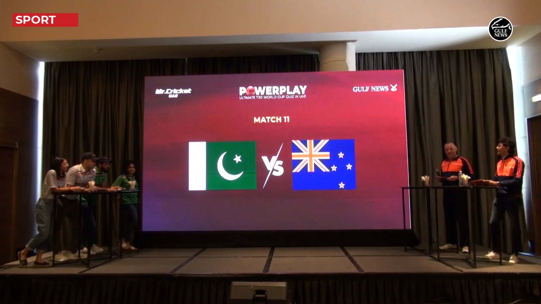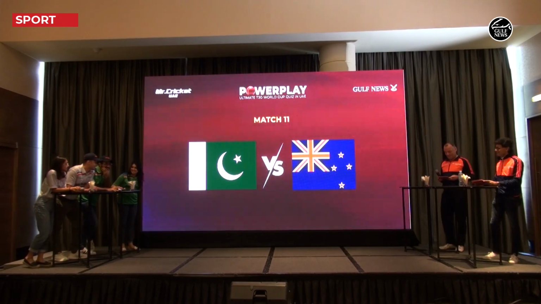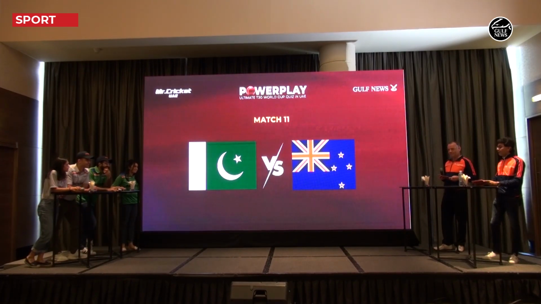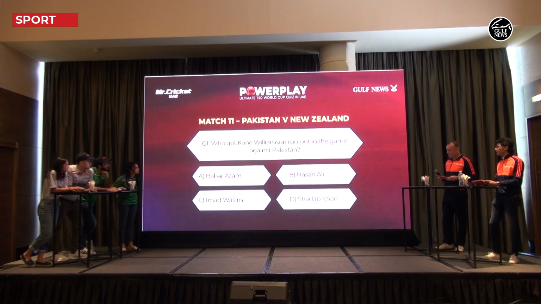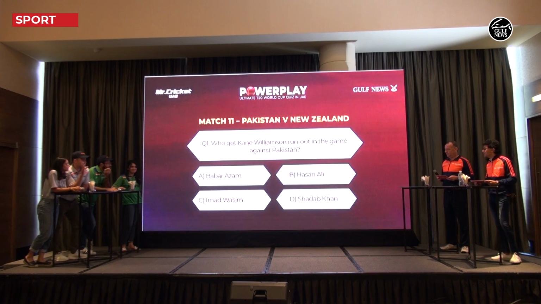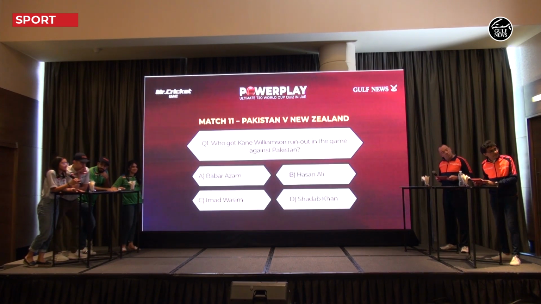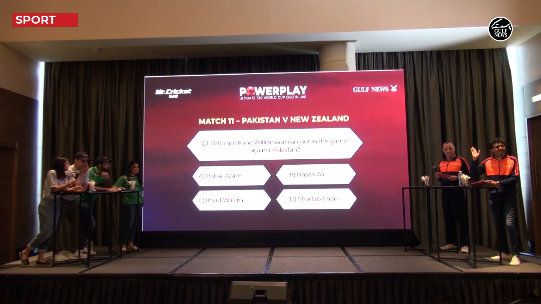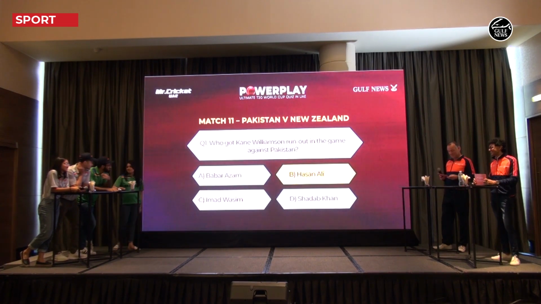All right, match number 11. Pakistan versus New Zealand. All right, the first question. Who got the wicket of Kane Williamson? The options are A. Babar Azam, B. Hassan Ali, C. Imad Wasim, D. Shadab Khan. Who gets the chance to answer? New Zealand. B. Hassan Ali. Hassan Ali, you all remember what Hassan Ali did yesterday? Okay, that's the right answer.